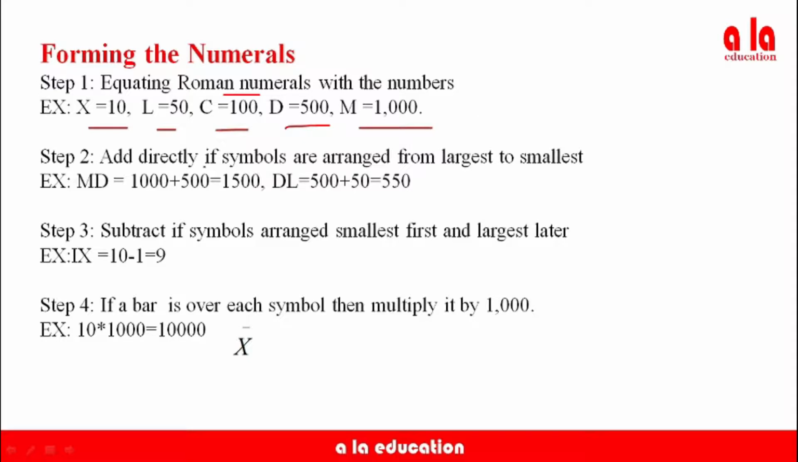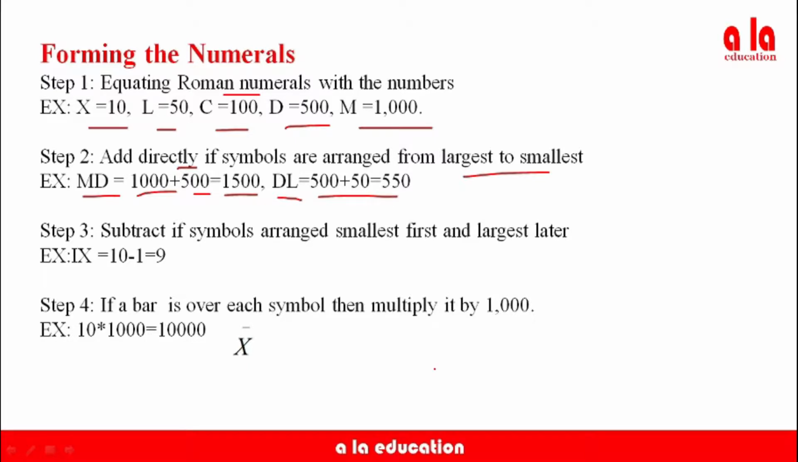And step 2, add directly. Symbols are arranged from largest to smallest. For example, if the symbols are arranged in this fashion, MD, then you have to add directly. First, the M value is the bigger value and it is on the left side, and the smaller value is on the right side. So the symbols are arranged from largest to smallest. Larger one first and the smaller one next. So you simply add 1000 plus 500, which equals 1500. Another example, DL. D is the larger one and L is the smaller one. So you simply add those two, which becomes 550.